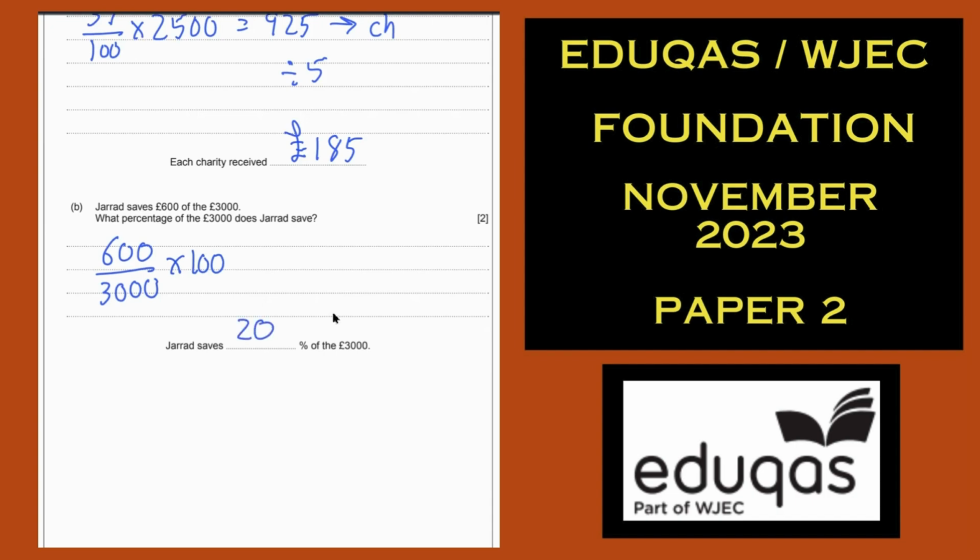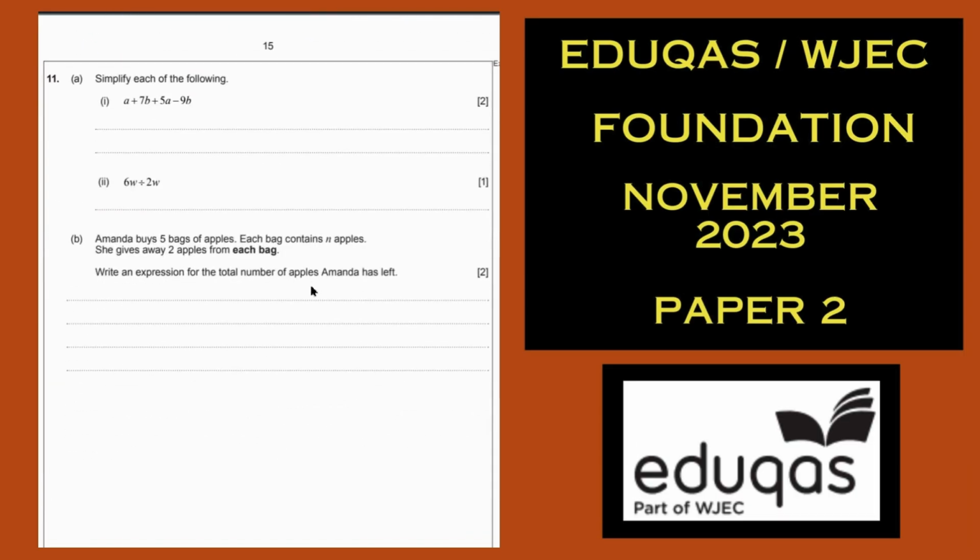20%. That's how much Jared saves. On to some algebra. When you're simplifying, you only collect like terms. So I always say to my students, read across, but only pay attention to the A's. You've got A plus 5A.